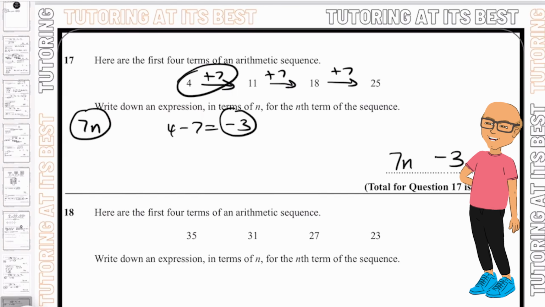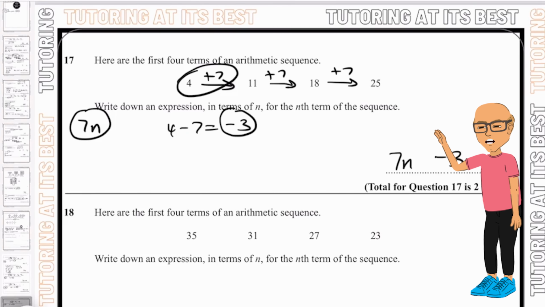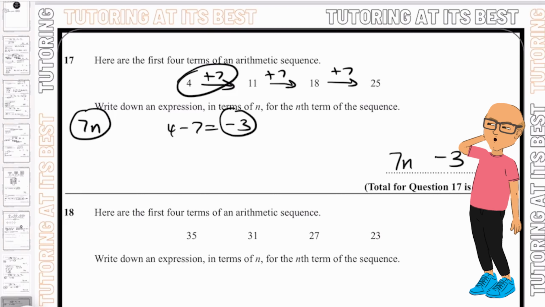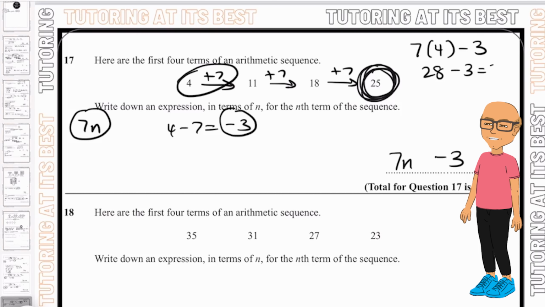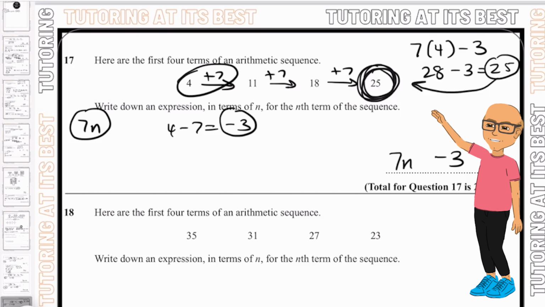And we can also take this a step further by checking to see if we're correct. Now we know that our, let's say, 4th term is 25. So I'll simply put 4 in the position of n. And we know 7 times 4 is 28, minus 3 is 25. And that is correct.